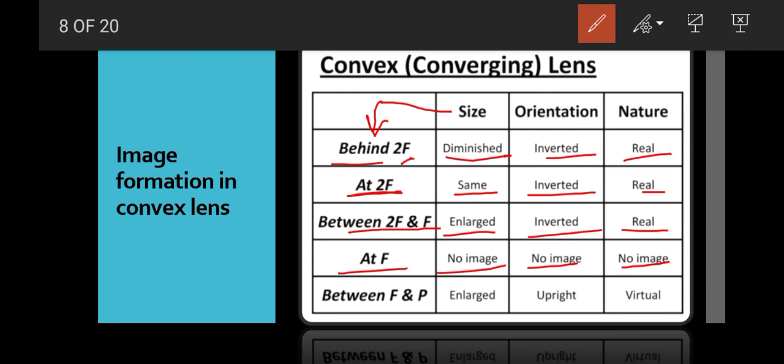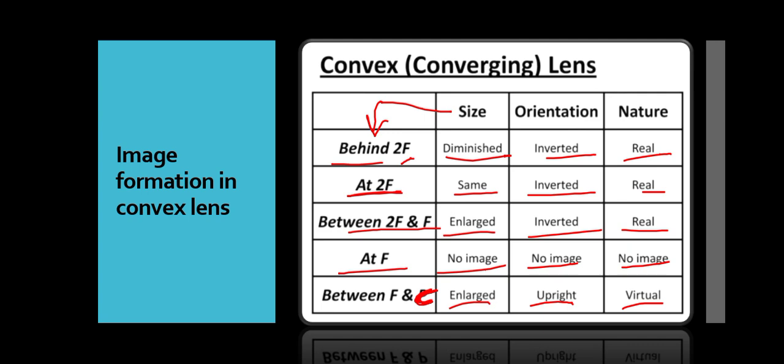If the object is located between F and C, C is the optical center for lenses, so if we place the object inside the focal length of the lens, the image formed will be virtual, upright and enlarged compared to the object. So let's see by drawing the ray diagrams how it happens.